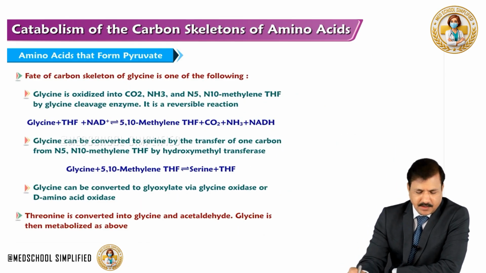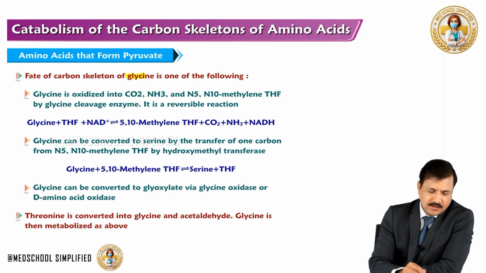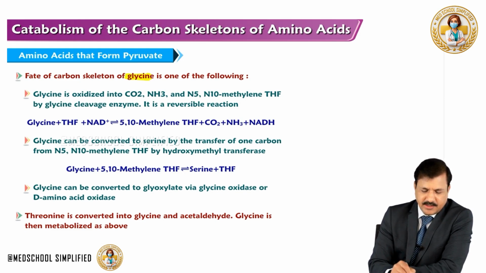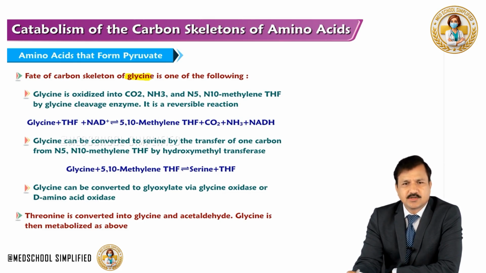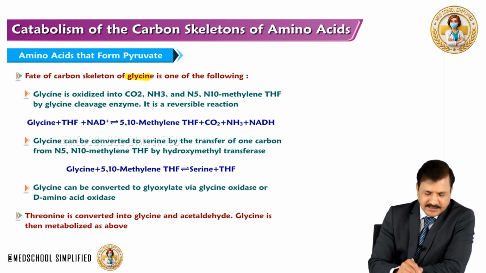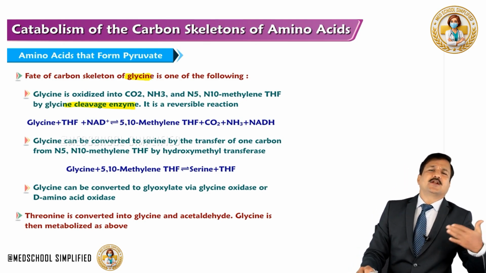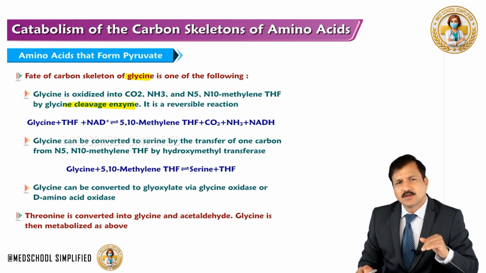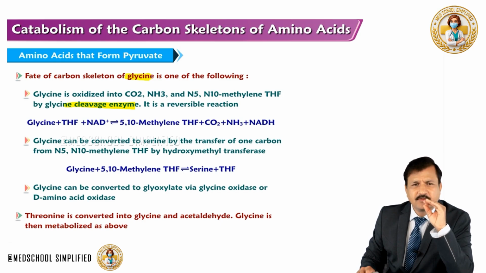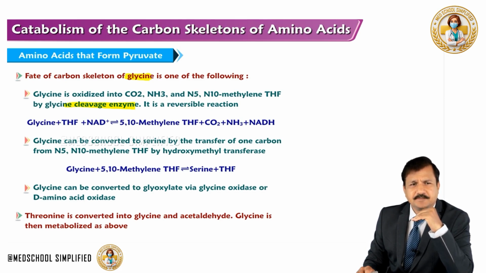Now let's move on to see the fate of carbon skeleton of glycine, because glycine is another amino acid that makes pyruvate. So let's see how that happens. Glycine is oxidized into carbon dioxide, ammonium ion and N5,N10-methylene tetrahydrofolate by a glycine cleavage enzyme, which is a reversible reaction. Note that glycine can undergo three fates in our cells. The carbon skeleton of glycine can have one of these three fates that I am explaining now.